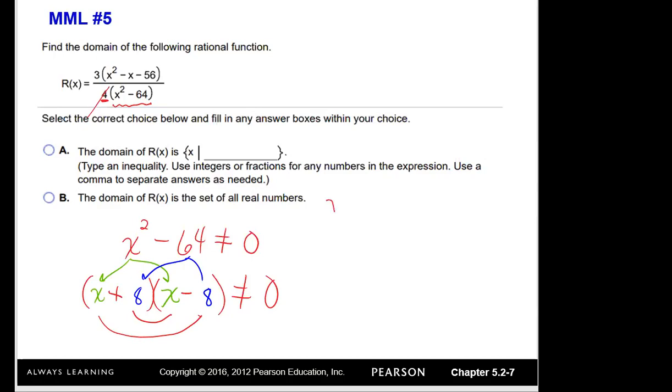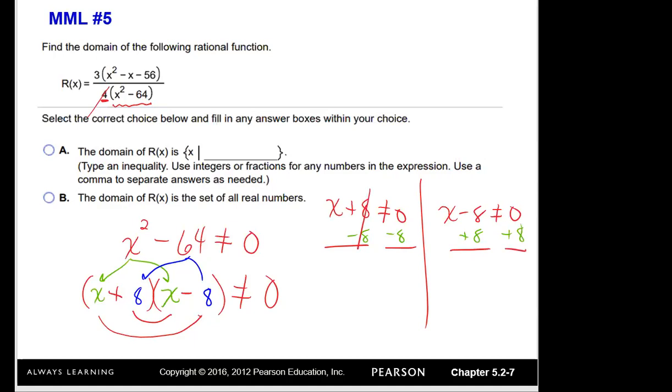So either you're going to say the x plus 8 is not allowed to be 0, and the x minus 8 is not allowed to be 0. And then subtract 8 on this one and add 8 on this one in order to solve for x. That cancels. So x is not allowed to be a negative 8. And over here, x is not allowed to be a positive 8.